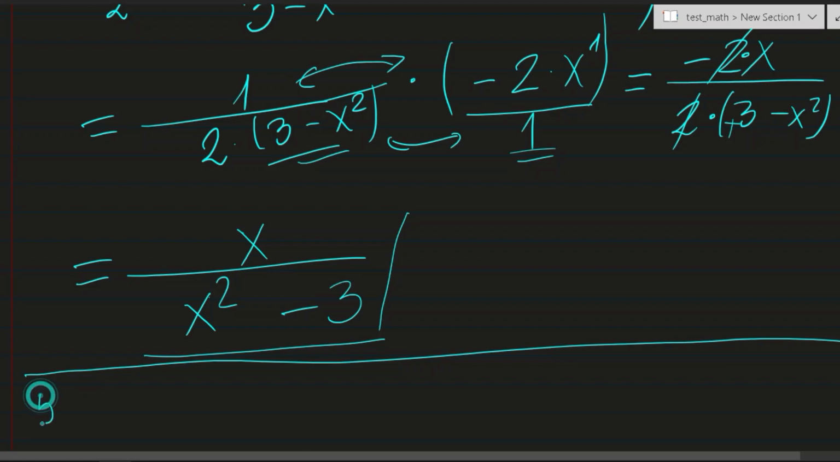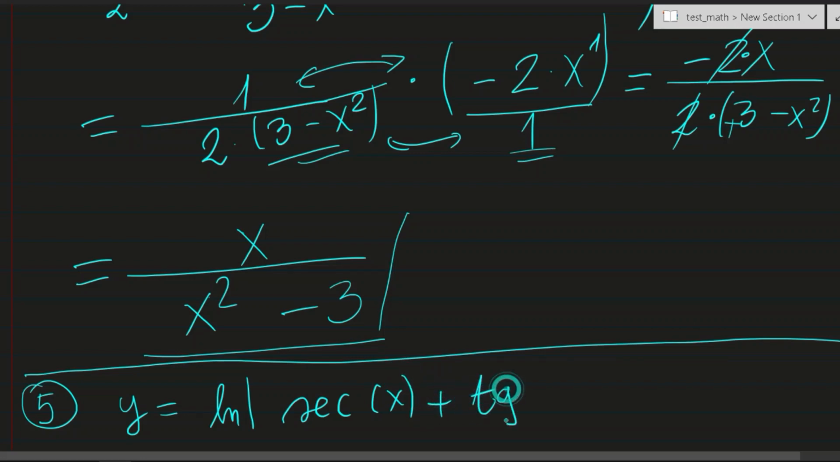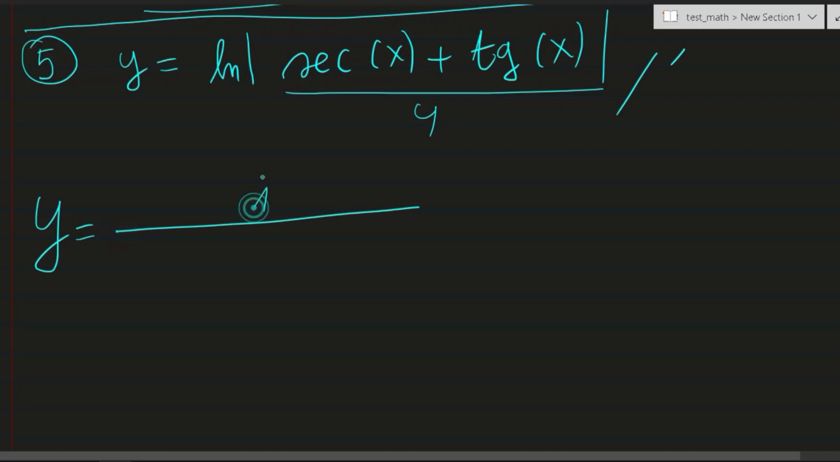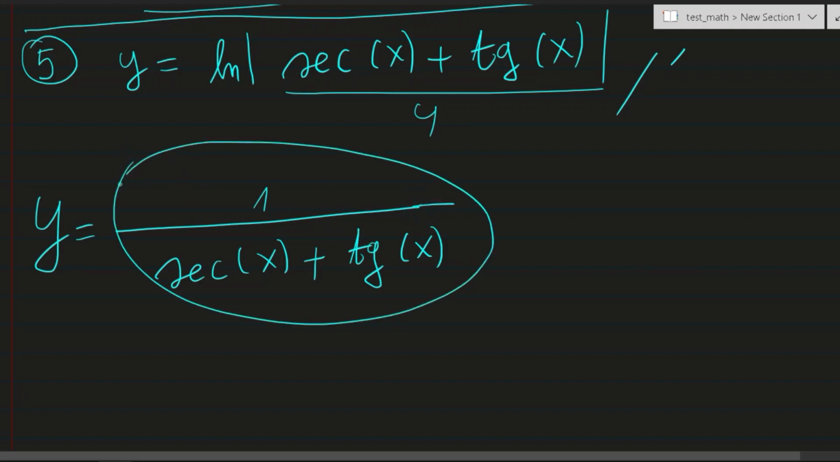We have here the function y equals ln of the absolute value of secant x plus tangent x. Now we are going to derive this. We have this as a u value. It will go with all this expression in the denominator, secant x plus tangent x. This is the outside expression. It will be multiplied by this inside expression, the derivative of secant x plus tangent x.